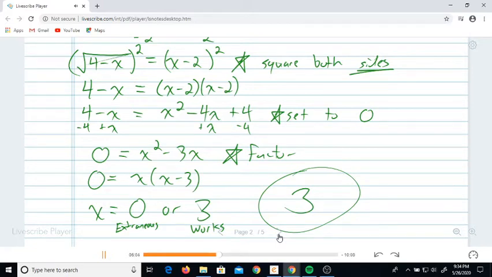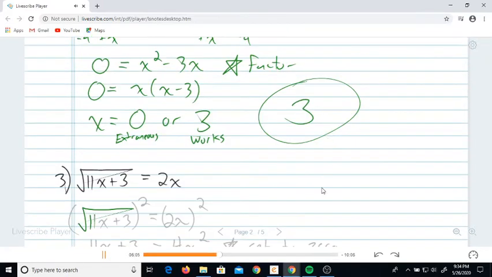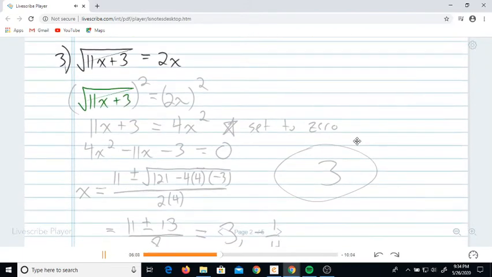So let's go ahead and look at another example here. The good news here is the square root's already isolated, so we can go ahead and square both sides. Squaring cancels the square root on the left. On the right we got 2x quantity squared, so that's 2x times 2x, which is 4x squared.